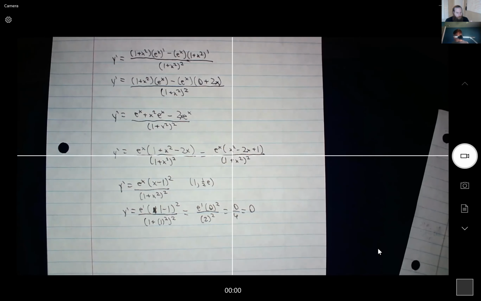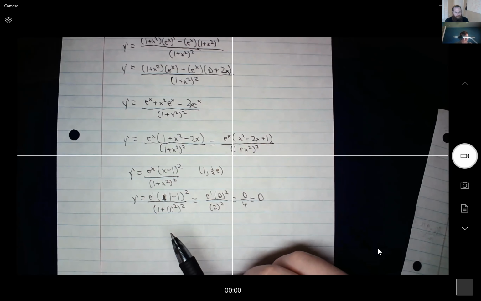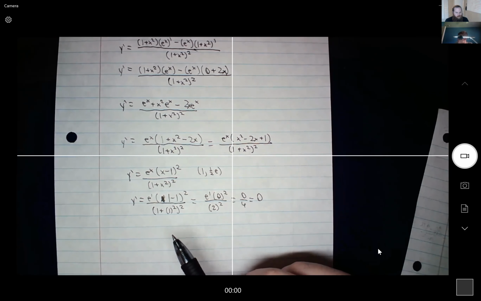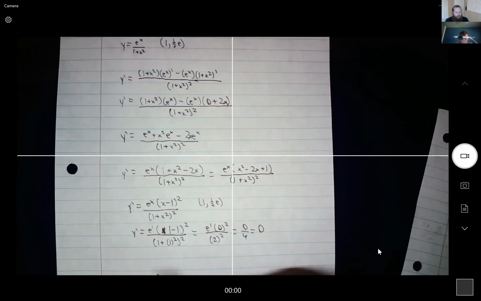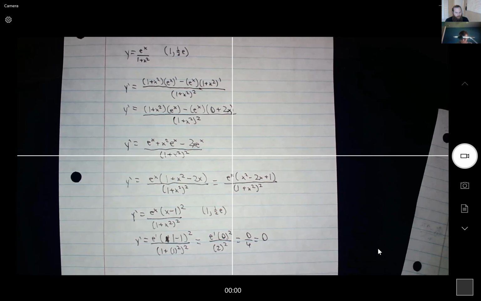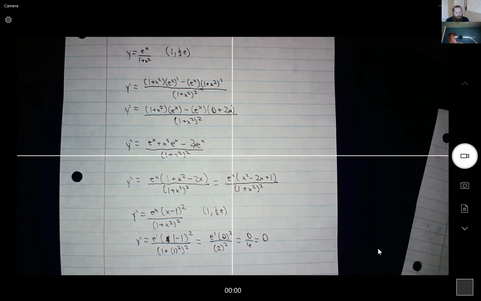Okay. And then another example. You don't always have to use the quotient rule every time. There are some times where things can be done easier using the chain rule, but we haven't learned that yet. Are there any questions so far on any of this? Okay.